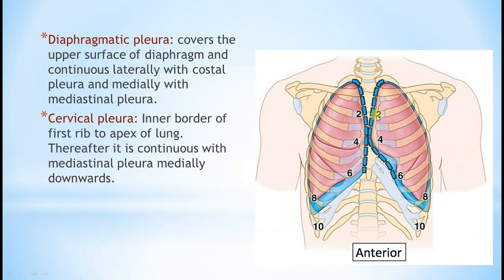Left side, 2nd to 4th close approximation, from the 4th to 6th it deviates laterally, because the heart is present here, and the lung is also deficient, forming a groove or notch, which is called the cardiac notch. It is notched. So the pleura also deviates from 4th to 6th laterally. So it does not cross the costoxiphoid angle. This angle between the 7th rib and the xiphoid process is called the costoxiphoid angle.